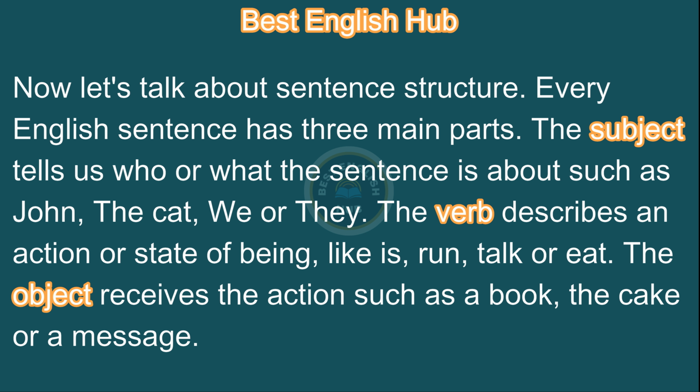Now let's talk about sentence structure. Every English sentence has 3 main parts. The subject tells us who or what the sentence is about, such as John, the cat, we or they. The verb describes an action or state of being, like is, run, talk or eat. The object receives the action, such as a book, the cake or a message.